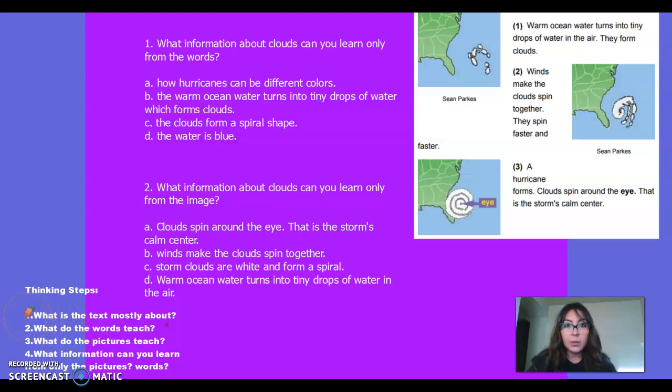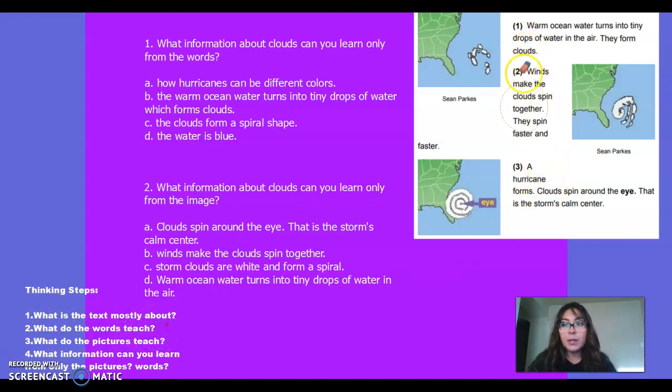What is the text mostly about? This text was mostly about how hurricanes form. But here in this page, I can see the second page of the article. So this is what my questions are going to be about. Just this page, not the whole article. Just this one. So now, step number 2, what do the words teach me?